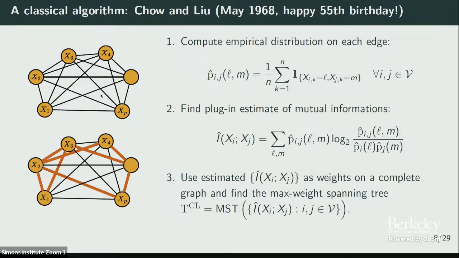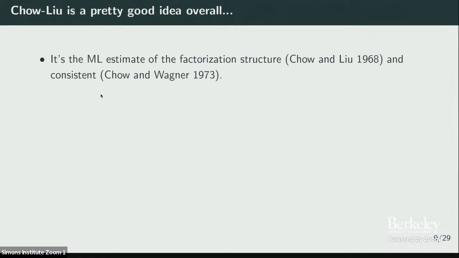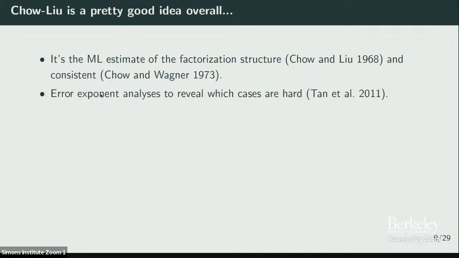And this is a pretty natural thing that you would think about doing. And in fact, it turns out to be a pretty good idea. So cheers to them, having brought us this lovely algorithm. So it's a pretty good idea overall, I would say, Chow Liu. It is in fact the ML estimate of the factorization structure. So this is, we like maximum likelihood. It's a consistent estimator. In this lovely work from like 12 years ago, they did some error exponent analysis for those who are really hardcore information theorists. As we all know, these are hardcore information theorists.